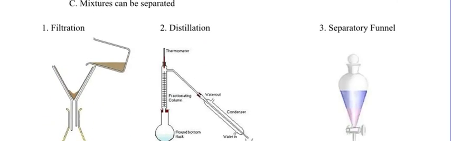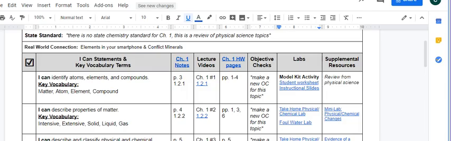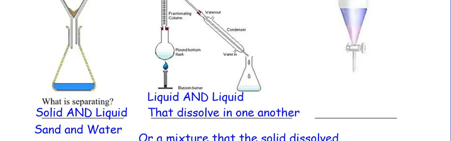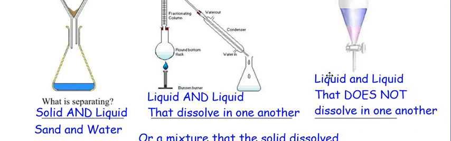So what about the separatory funnel? Well, that's when you have a liquid and a liquid that does not dissolve in water. For example, oil and water, oil and vinegar. So that's where you put your Italian dressing in there, okay? Your oil would be on top, your vinegar would be at the bottom. You open this up and out comes the vinegar, close it up before the oil comes down, okay? So that would be your separation.